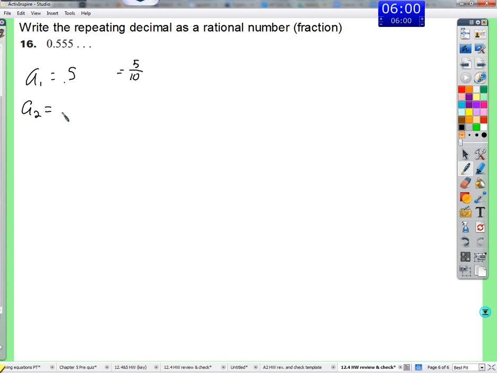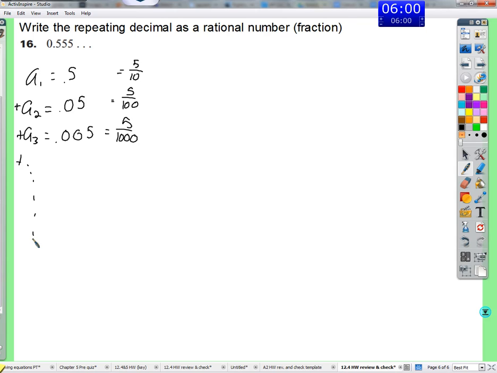What's a sub 2? What are we going to add to 0.5 to get the 0.05? We leave a blank here so that when we add these together, nothing carries, nothing happens to that 5, and here we get a second 5. And that's 5 over 100. We'll do a third one, 0.005, 5 over 1,000, and follow that pattern forever. So we got 5/10 plus 5/100 plus 5/1000 plus 5/10000 and so on and so on.